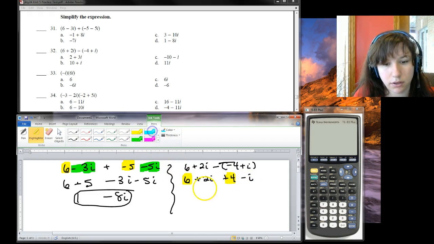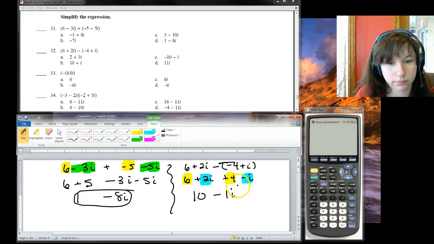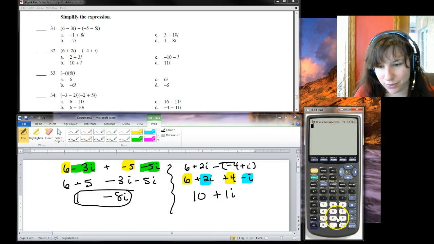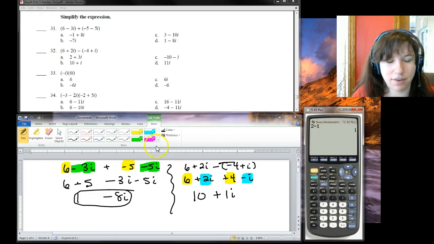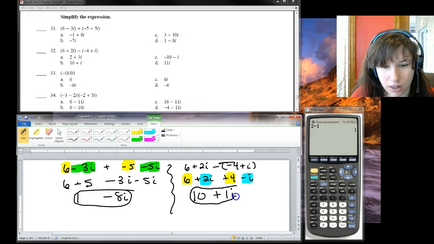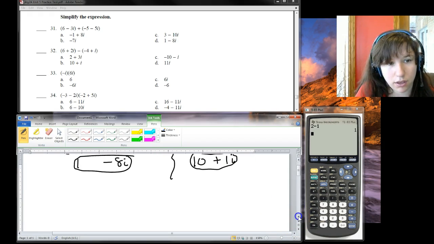6 and 4, +2i minus i would give me 6, 7, 8, 9, 10. 2 minus 1 is 1. Well, that should be a +1. 2 minus 1 is a +1. All right, so it's kind of nice with the multiple choice so you can make sure that you're getting the right thing. And again, these are not like terms, so that's going to be your final answer.